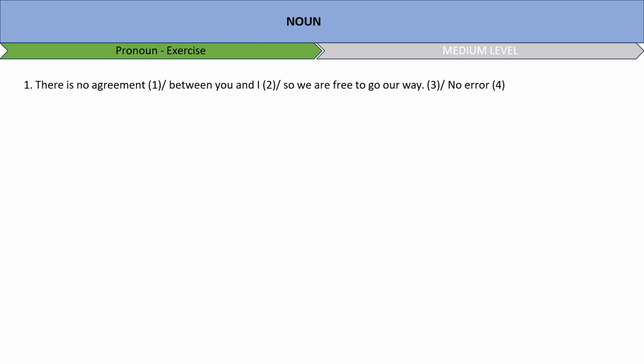Now, whenever we use the term between as a preposition, okay, it is followed by an objective case pronoun. So here the correct usage will be: there's no agreement between you and me. You, being an objective case, is appropriately used, and we will use me in place of I. So the error is in option number 2.